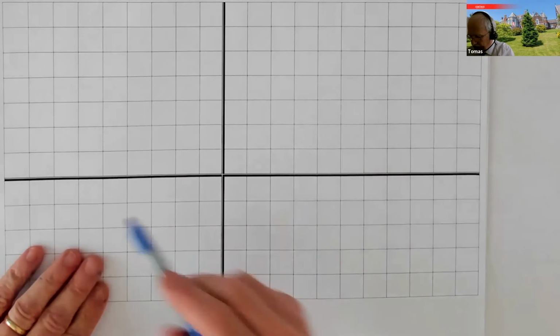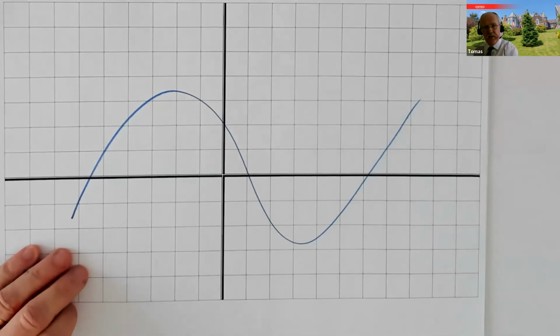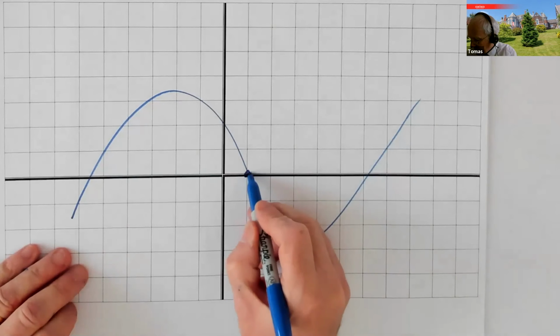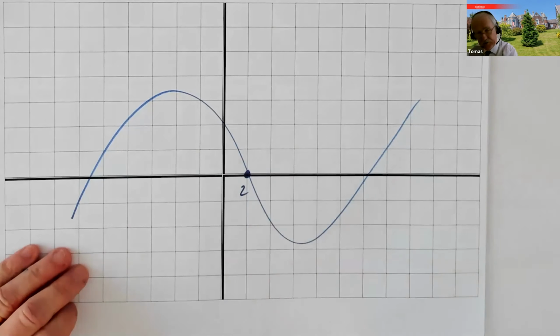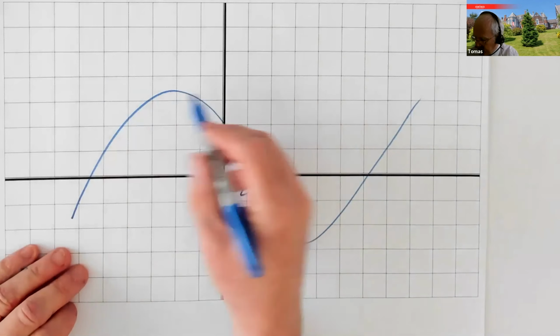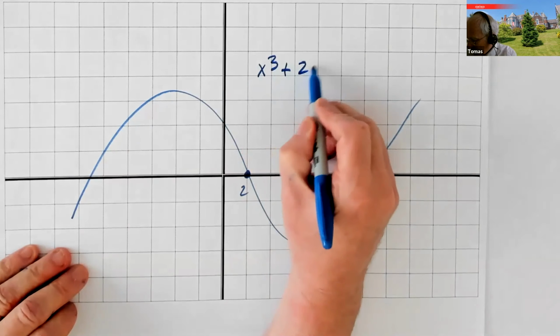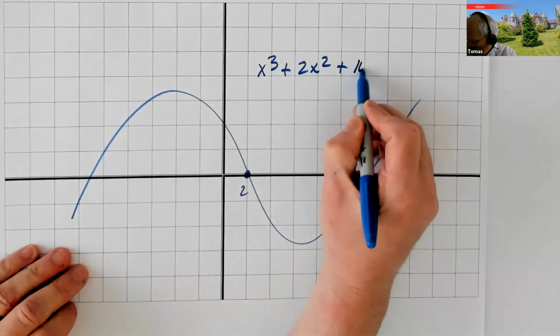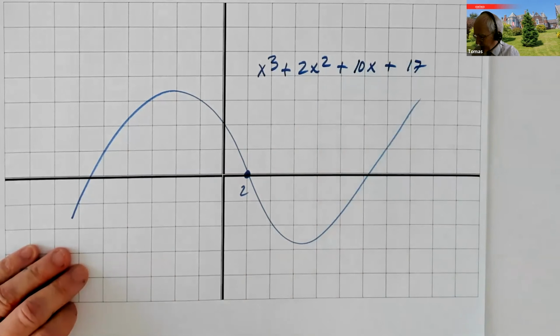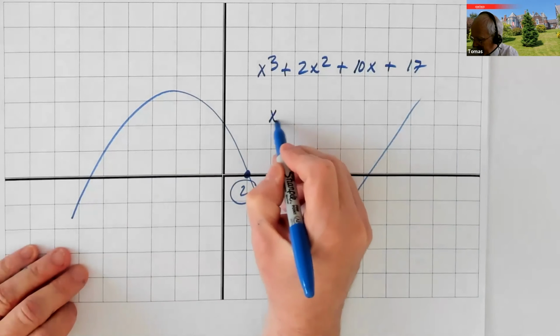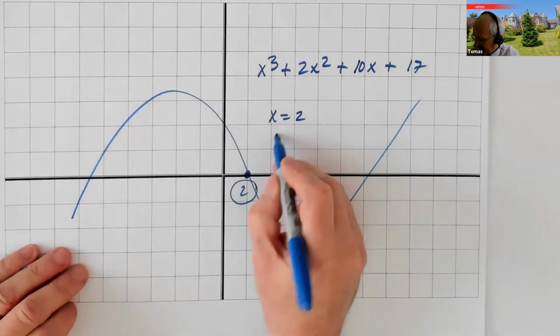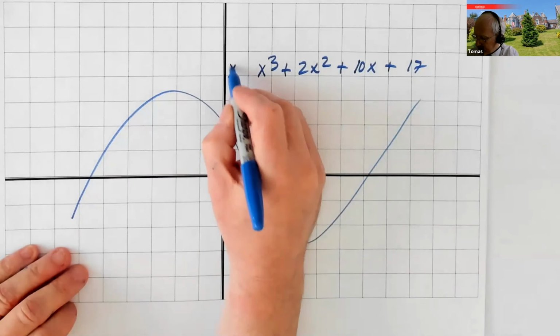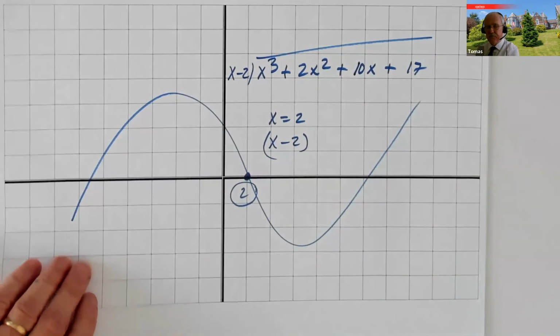Well, I think we did this beforehand. We had a cubic expression, and somebody said it went through this point here. I think the point was 2 or something like that. So let's say that's a cubic expression: so many x cubed plus so many x squared plus so many x plus 17 or whatever. And let's say this point is on it. Well, if that point is on it, then x equals 2 is a root. Therefore, x minus 2 is a factor, and x minus 2 goes into this.